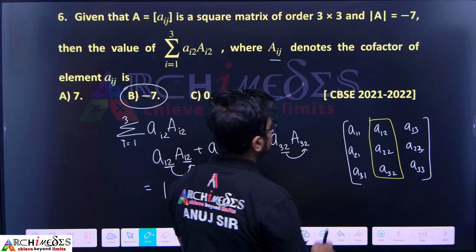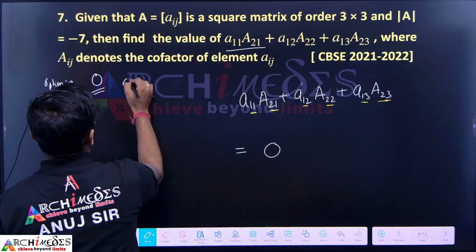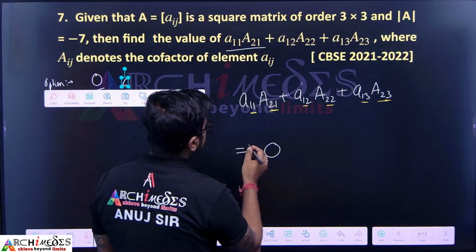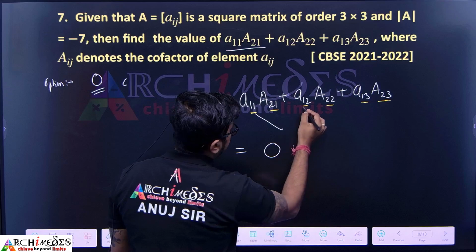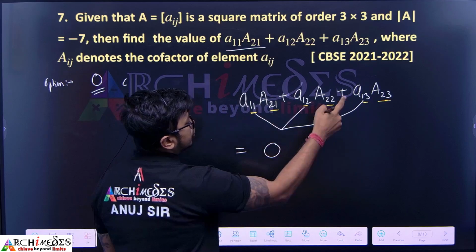This is also an MCQ question. This is the same as this option C. Am I clear? Why? Because you see that this is of which row? 1 1, 1 2, 1 3 is row 1.